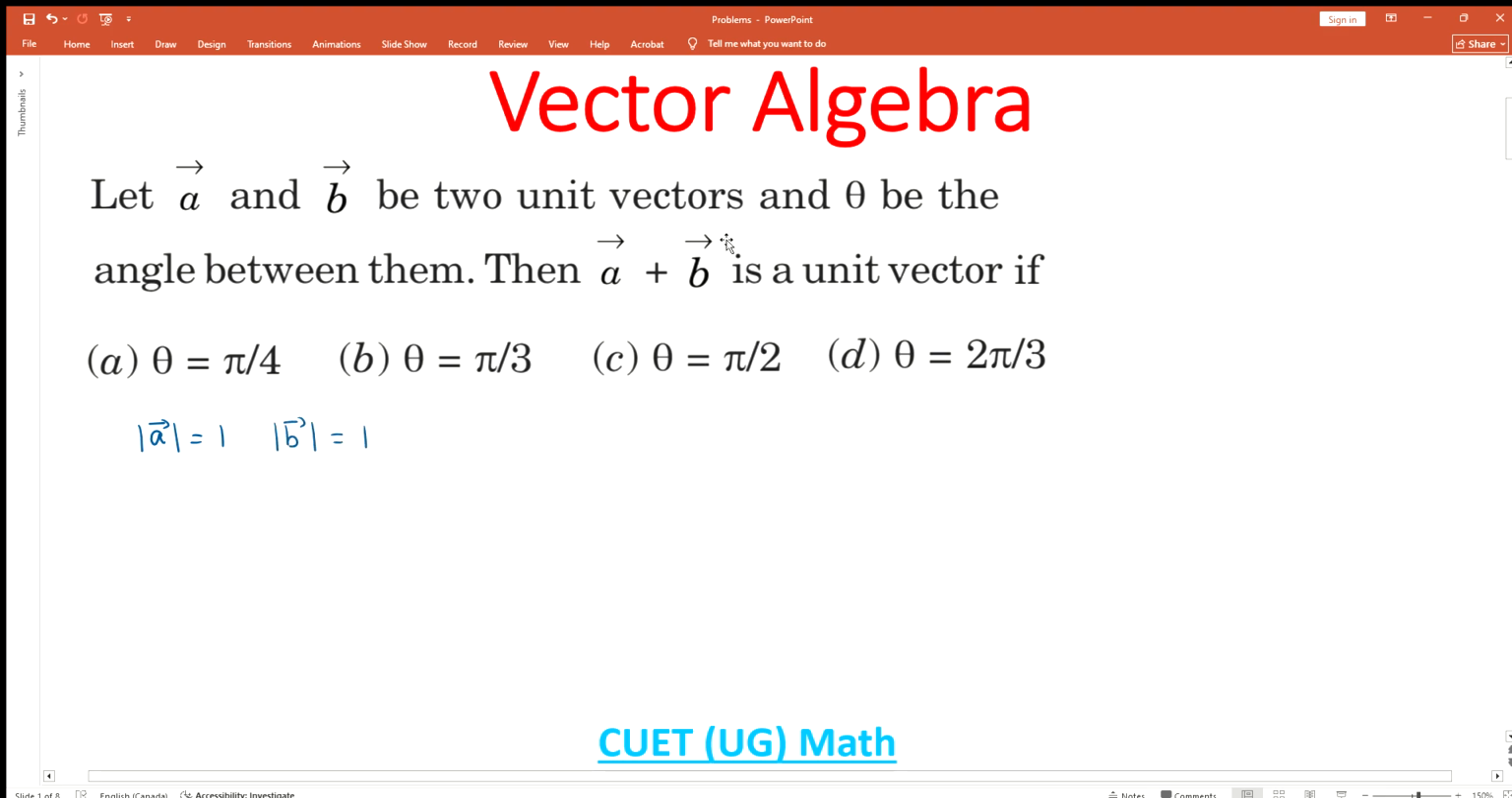Next, we should draw vectors A and B. Let's assume this is vector A. Since both vectors A and B have the same magnitude, they should have the same length. Let's assume this is vector B. The angle between the vectors is theta.